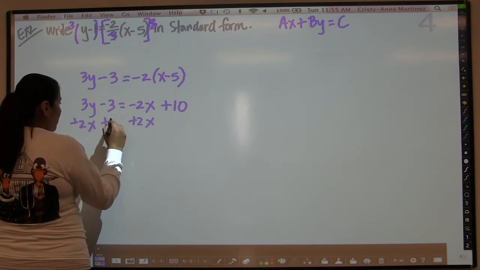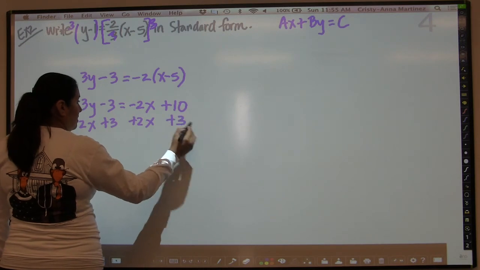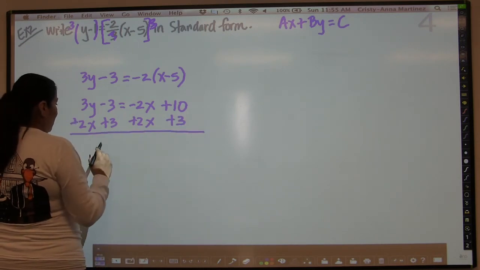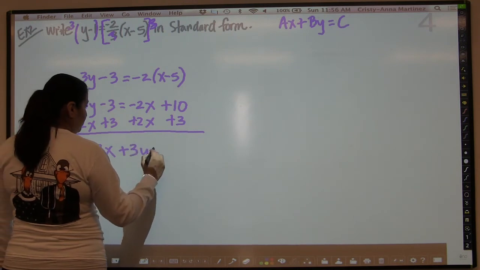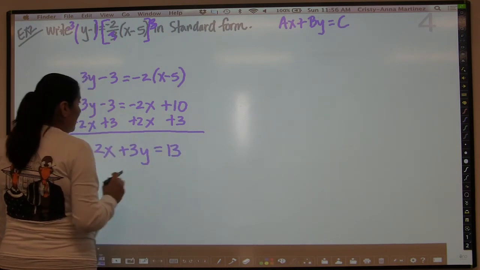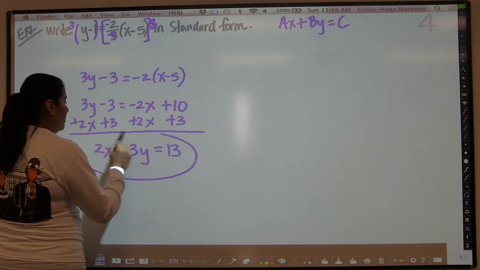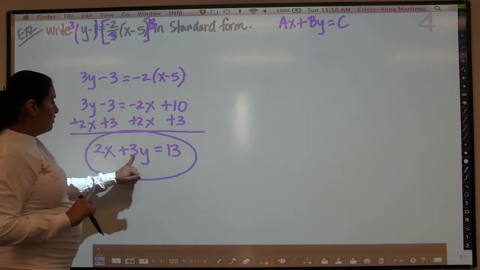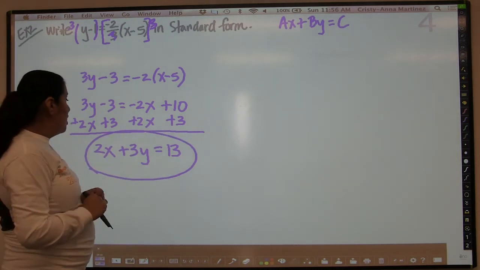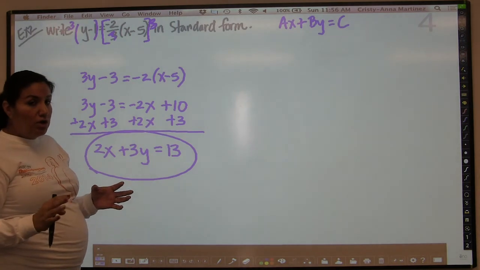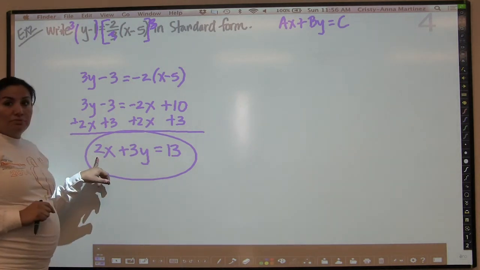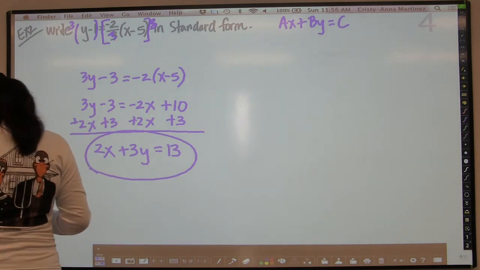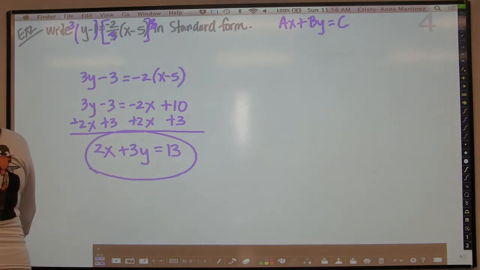And then I want to take my 3 to the other side. And finally I get 2x plus 3y equals 13. And now this is standard form because 2, 3, and 13 don't have any common factors. All of the numbers, all the coefficients are integers, and my x value is positive. So that is how we do that.